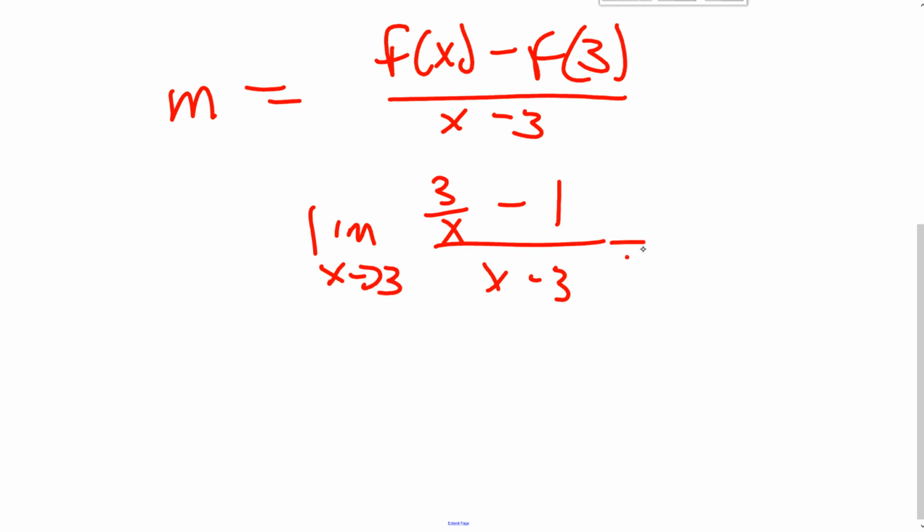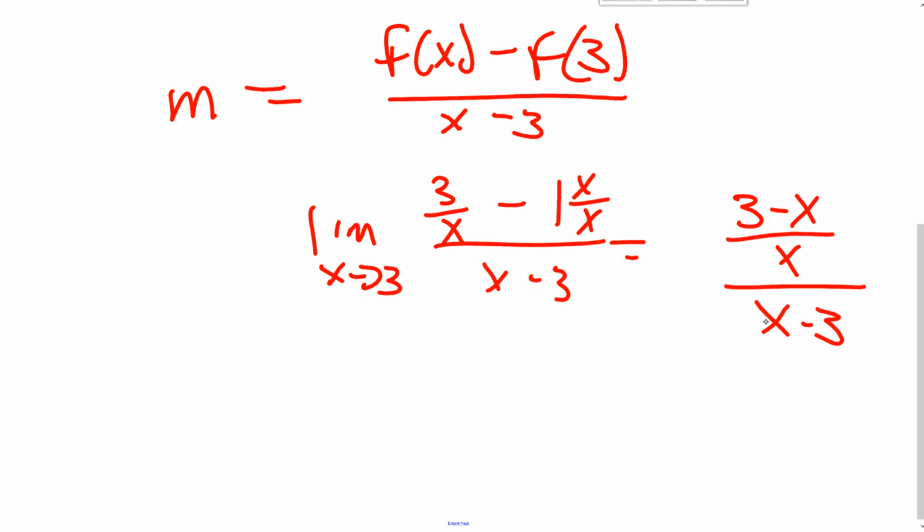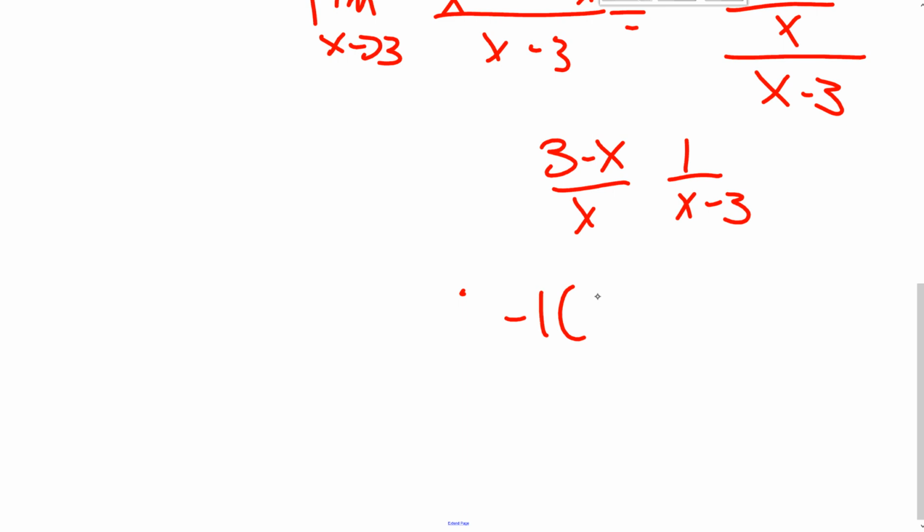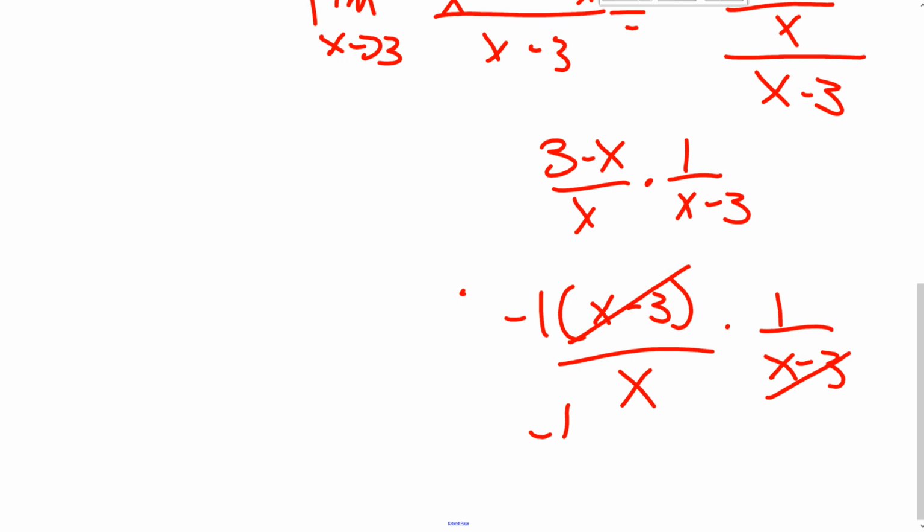So I can simplify that to (3 minus x) over x, right? I change this 1 into x over x. And then x minus 3, I'm dividing, so I flip it. So it's 1 over x minus 3. These are not quite the same. So if I go ahead and factor out a negative 1, I get a positive x and a negative 3. And this is multiplication. So now I can go ahead and cancel those. And so now I just get negative 1 over x, and I'm taking the limit as x goes to 3 for my slope. And so I plug in 3 now, and I get negative 1/3.